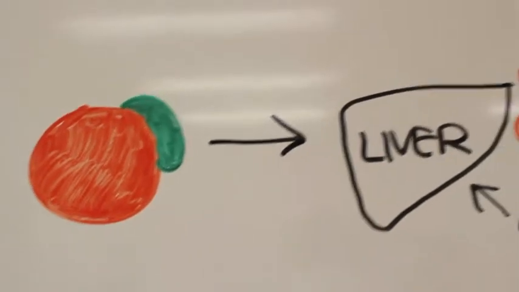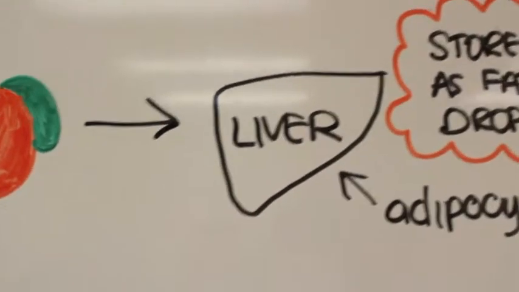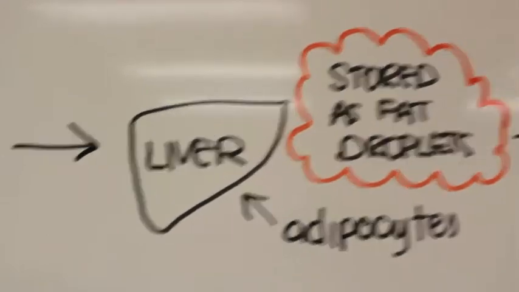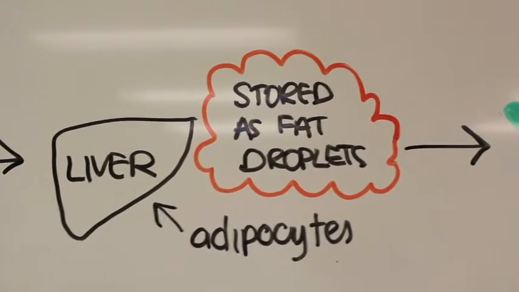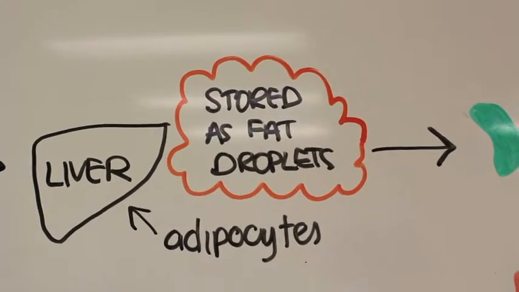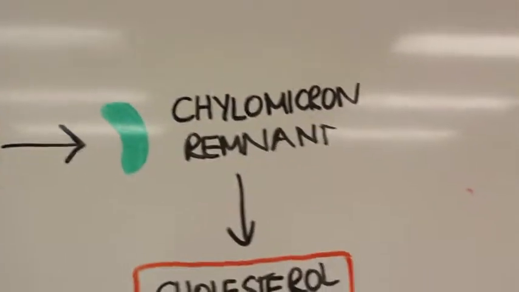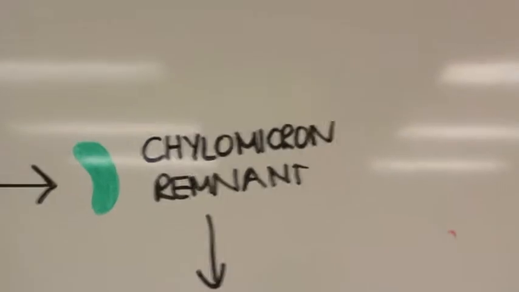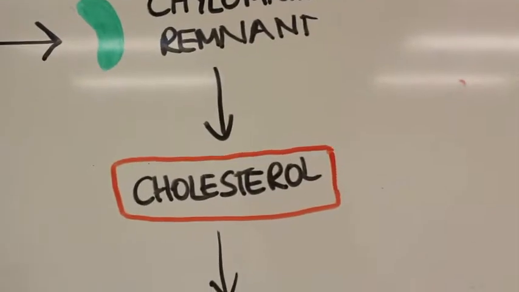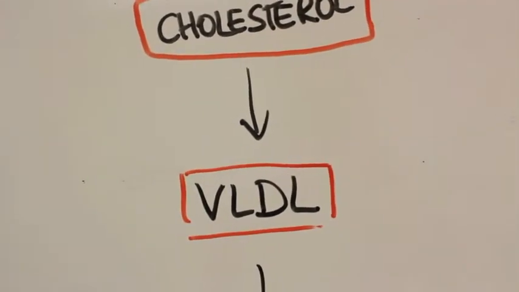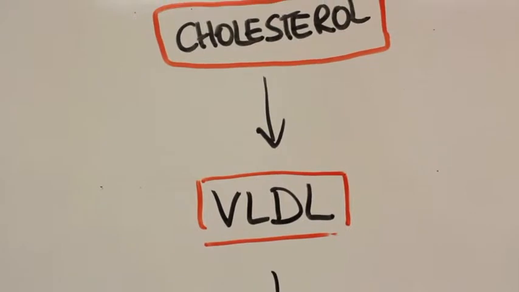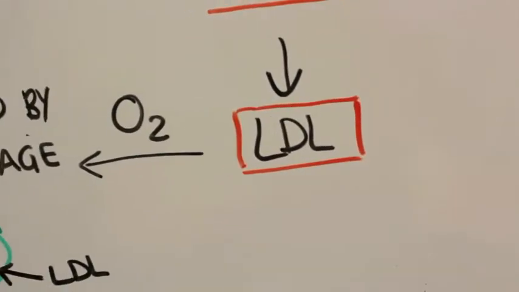For this to happen, chylomicron is transported to the liver where it is stored in the adipocytes as fat droplets. Once in the liver, a chylomicron remnant gets broken down into cholesterol and then further into a very low density lipoprotein, VLDL. From there, VLDL is used to transport fat to the tissues where it becomes even more enriched with cholesterol to turn into a low density lipoprotein, LDL.